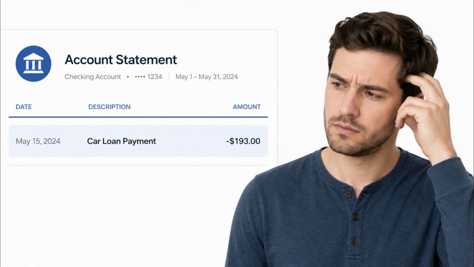Because if you record a debit for your car loan expense or your car expense and then credit cash for $193, then that's completely wrong. So we're going to look at how to deal with this correctly when you come across the car loan payment.